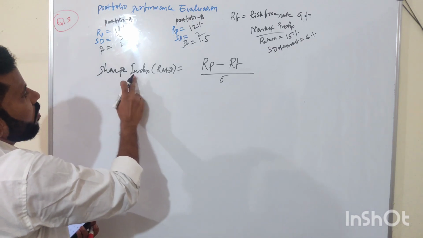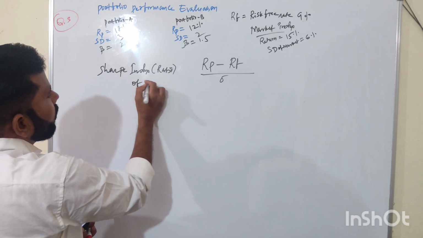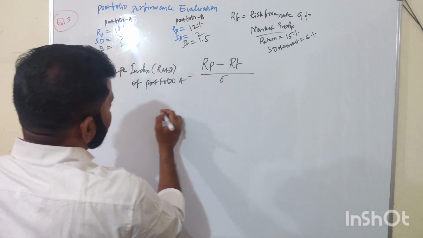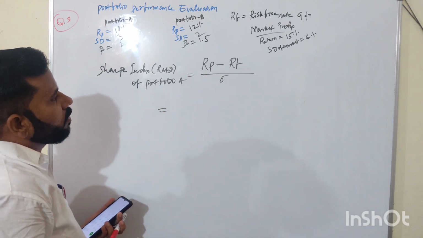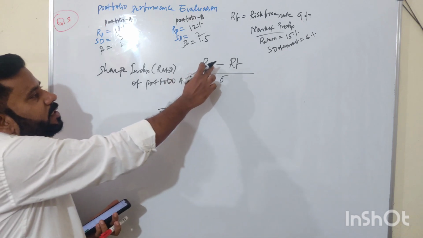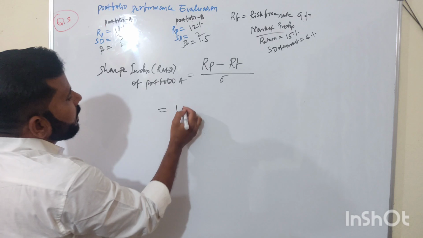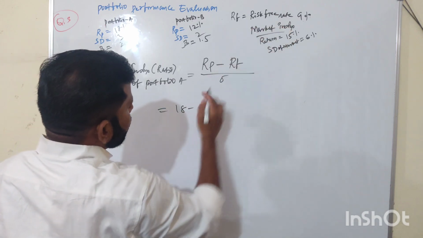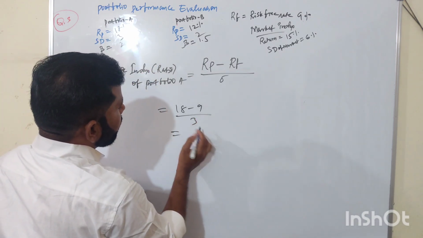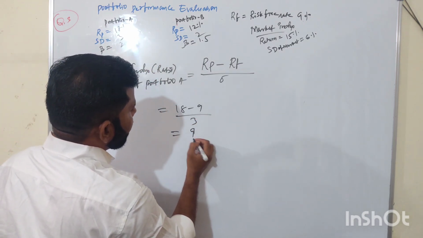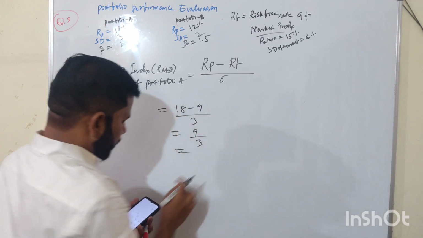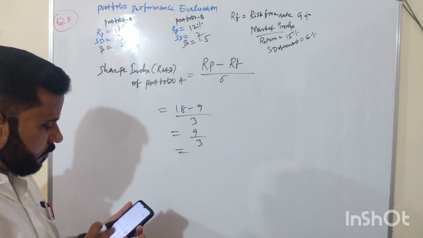So we have to write here the Sharpe index or ratio of portfolio A. Let's use all the information and find the Sharpe ratio of portfolio A. What is the portfolio return of portfolio A? 18% is given in the problem. RF is also given, 9%, divided by the standard deviation of portfolio A, 3. Then 18 minus 9, we get 9%, yes, 9 divided by 3.